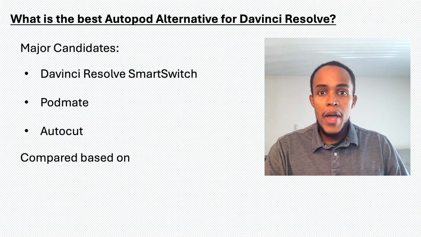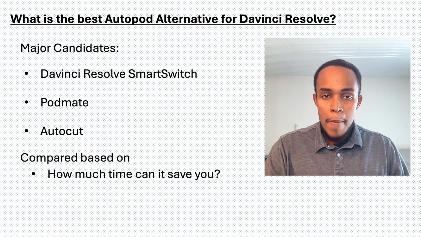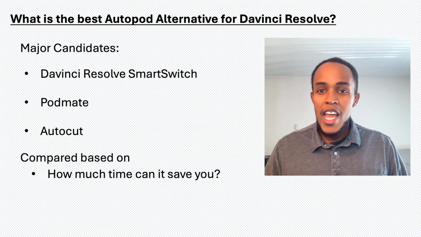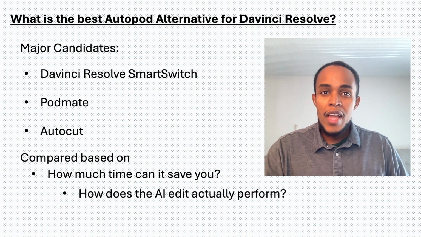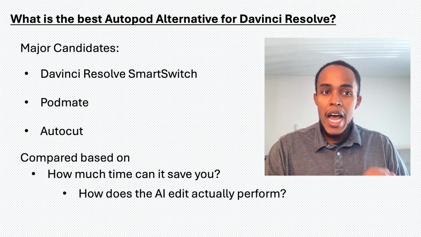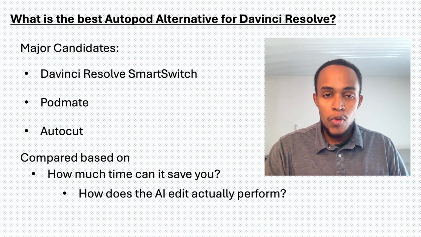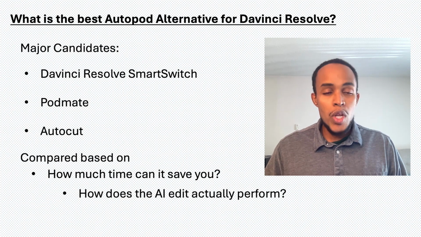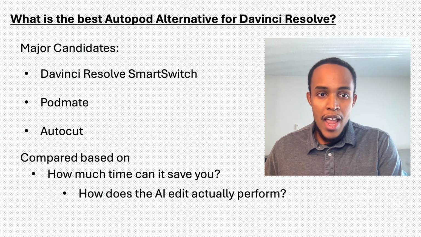I'm actually going to compare these different tools for you based on, number one, how much time can they actually save you? How much time to lay on our couches can we buy back? And the biggest component of that is going to be, how does the AI edit actually perform? Because if it's going to give us just a bunch of garbage nonsense, we might as well just do our own garbage nonsense and save money.